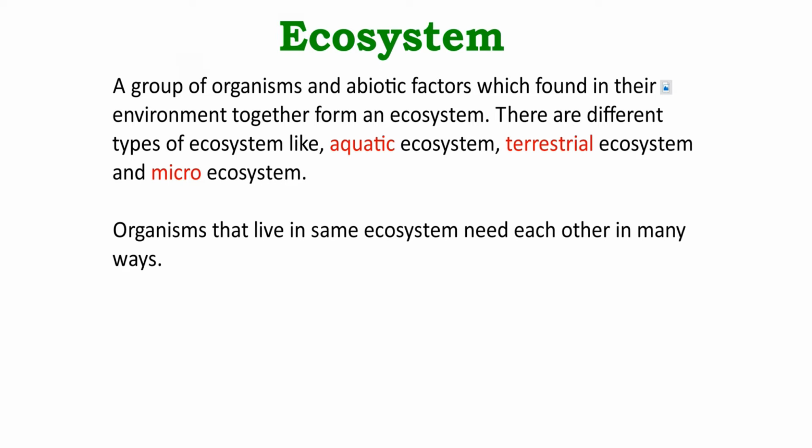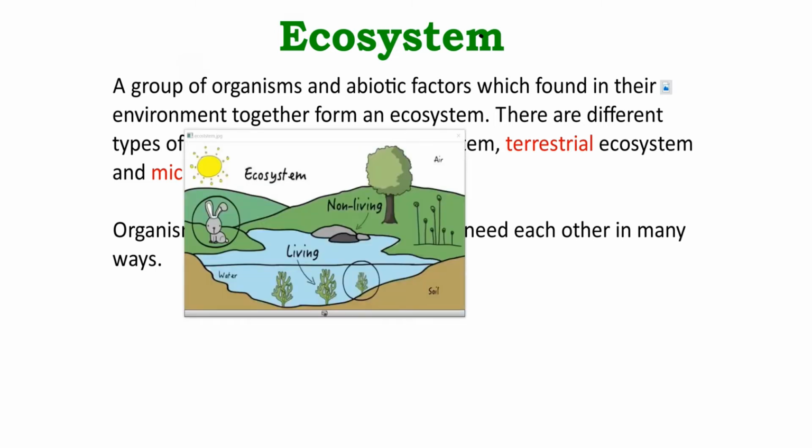A group of organisms and abiotic factors which are found in the environment together form an ecosystem. So an ecosystem is made up of what? It is made up of living and non-living things found in the environment. It means air, water, rabbit, plants, soil, sunlight, temperature, all together they form an ecosystem.